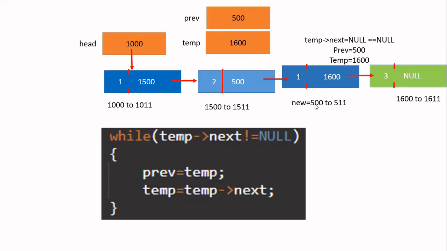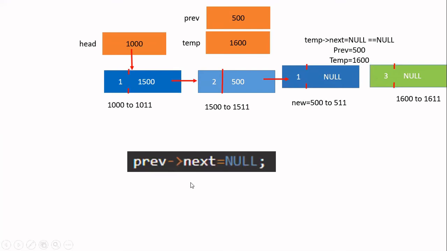Where is this 500 available? It is available in previous. Okay, so now what you have to do is, you go to previous, that is 500. In that, access the next field. Next field is this one. In that you store null. Okay, so I am writing prev arrow next is equal to null. When you do this, automatically this link is removed.